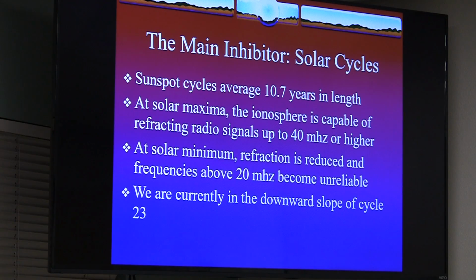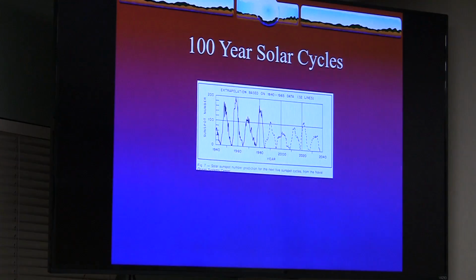During the maximum, it refracts signals up to 40 megahertz. So now you're talking about almost close to 6 meters. At minimum, you're lucky if you can get out at 20 megahertz. Okay, and we're currently in a downward cycle of 23, which, let's see, is that where we are now? Yep. And we're way in the downward cycle at this point.